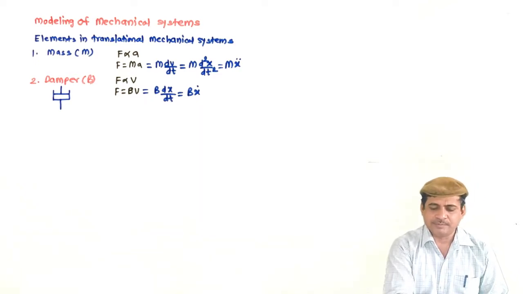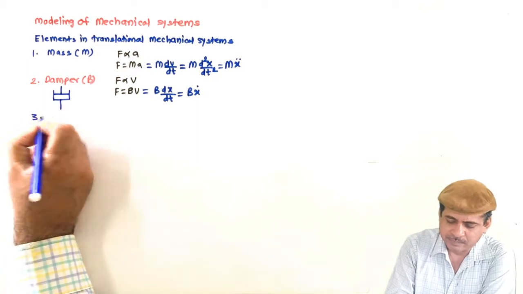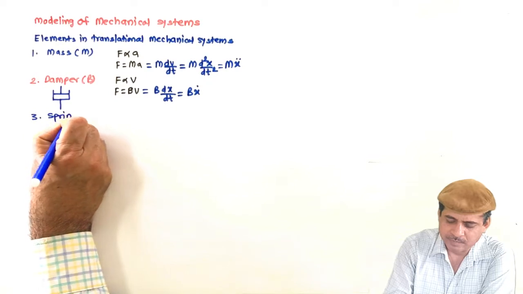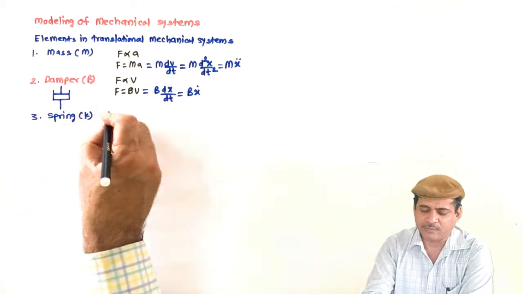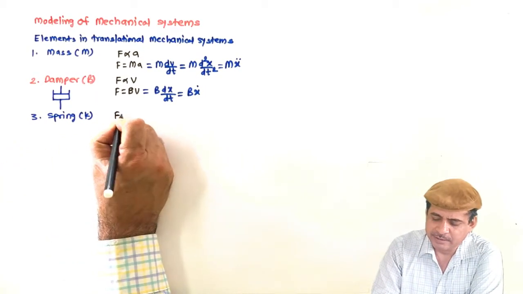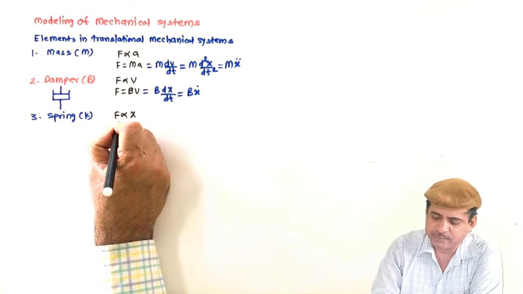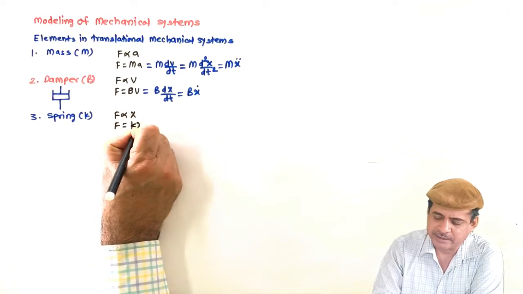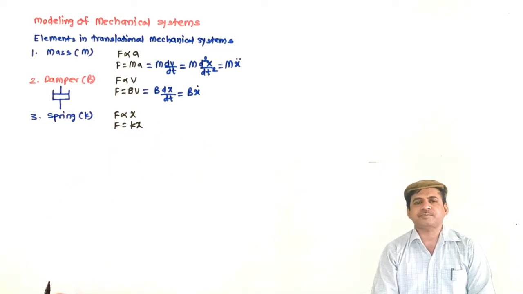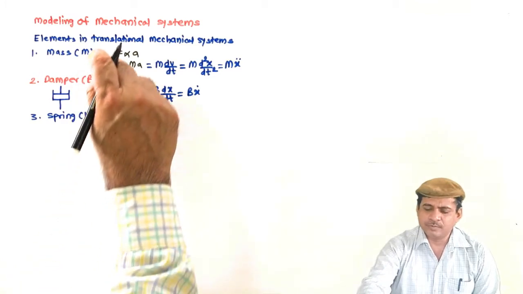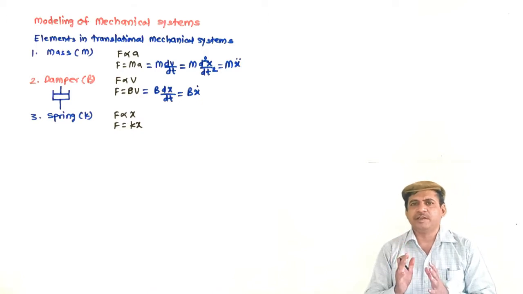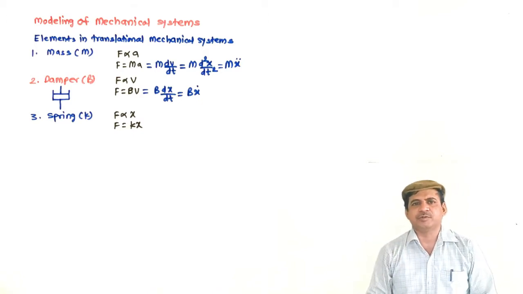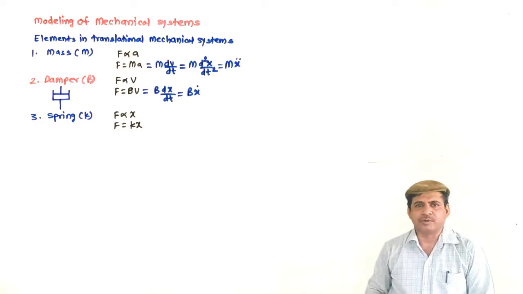Then the third component is spring. It is denoted by K, where K is a stiffness constant, and if we apply force to a spring, then this force will be directly proportional to the displacement of the spring, and hence F is written as Kx, where K is the constant of proportionality. So when we apply the force balance equation to the mechanical system, we will get the dynamics of the displacement x. So x will be the output and force will be the input, and we can determine the mathematical model of the system.